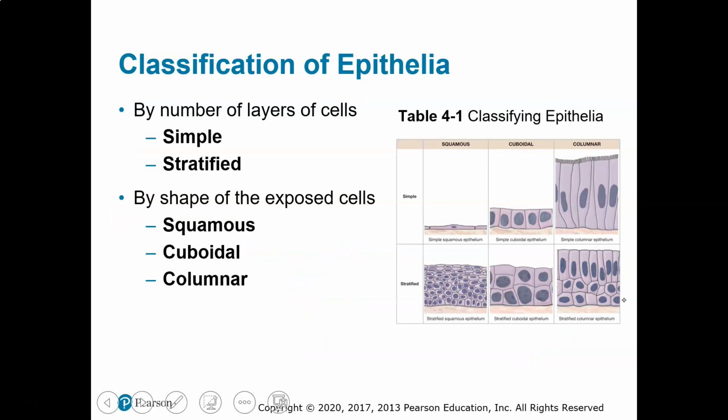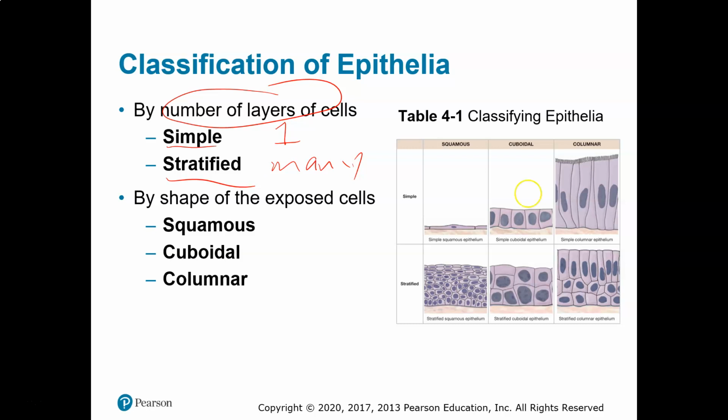Classifying epithelia. Classification of epithelia is done by the number of layers of cells. Either there's one single layer, and then we would call that simple, or there's many layers, and we would call that stratified. And then the cells can have three different shapes. Squamous is flat, cuboidal is cubic shaped, and then columnar is tall.